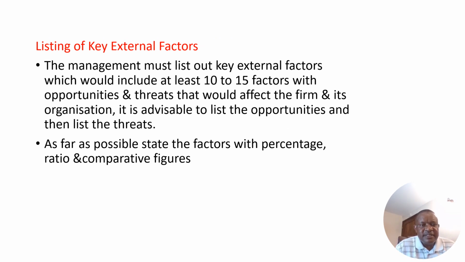Number one, the step is a listing of key external factors. The management must list out key external factors, which would include at least 10 to 15 factors with opportunities and threats that would affect the firm and its organization. It is advisable to list the opportunities and then list the threats. As far as possible, state the factors with percentage, ratio, and comparative figures.